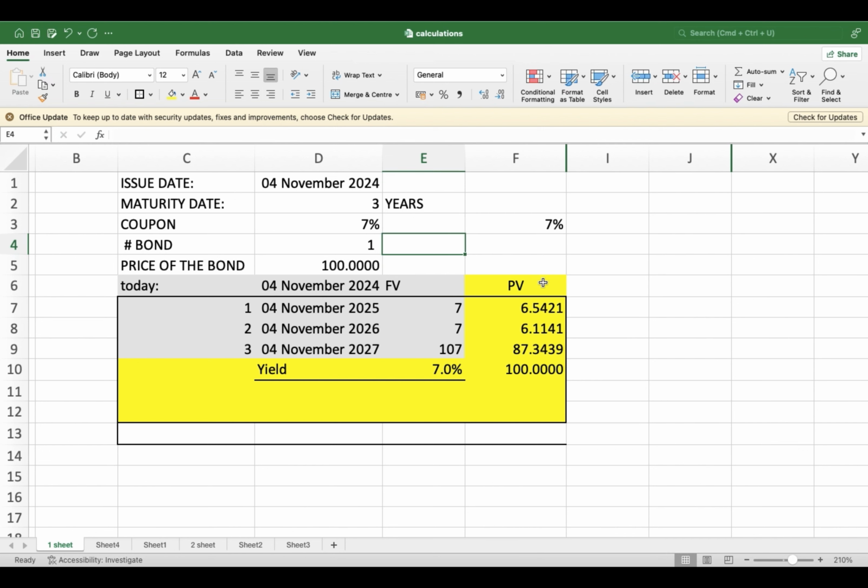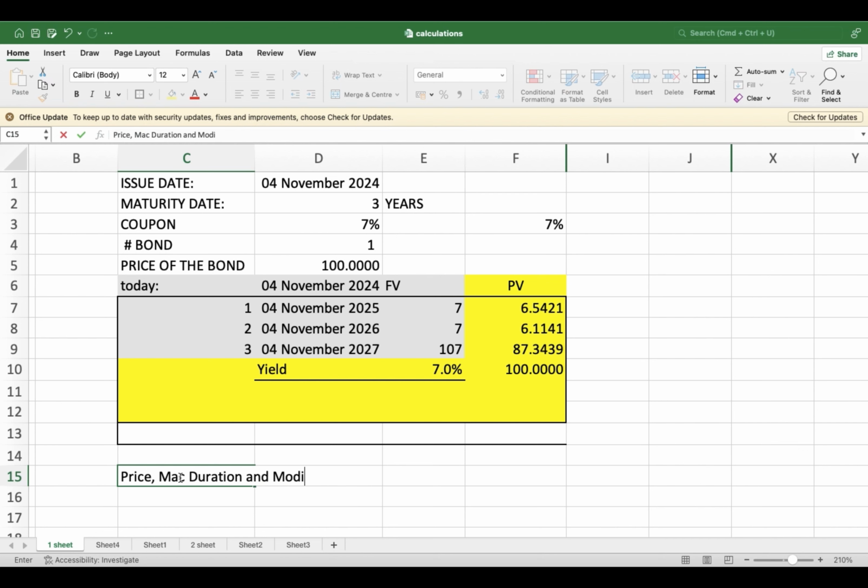So we will look at three very important things: how to calculate the price of a bond, how to calculate the Macaulay duration of a bond, and then how to calculate the modified duration of a bond. All right, so these are the three things that we're going to look at.